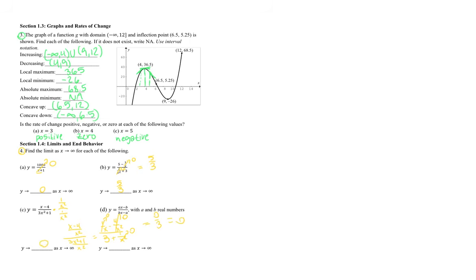And then lastly, for part D here, we have ax minus b over bx minus a. And then we're going to do the same thing where we divide the numerator and denominator by the highest power of x, which in this case is just x. So multiply both by 1 over x, and then we would have ax minus b over x over bx minus a over x. And that would give us a minus b over x over b minus a over x.